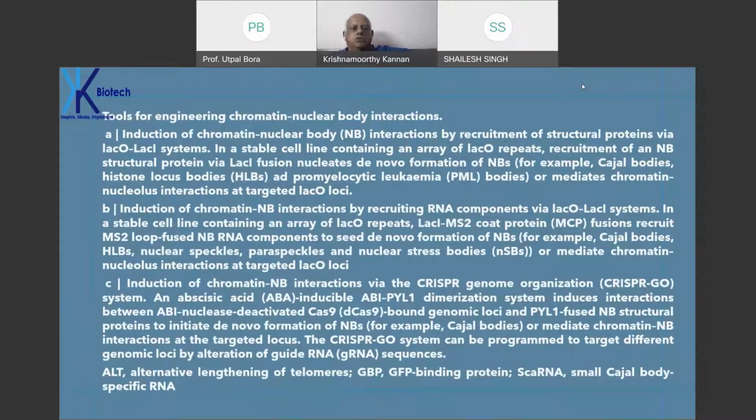So you can do a lot of this kind of engineering. Another is induction of chromatin nuclear bodies by recruiting RNA components. That is talked about in great detail. Third is induction of chromatin nuclear bodies via CRISPR genome organizers. Or alternatively, lengthening of telomeres, etc. The whole lot. So there are so many tools for engineering chromatin nuclear body interaction.